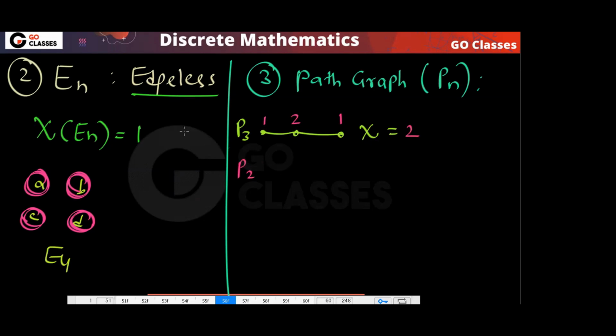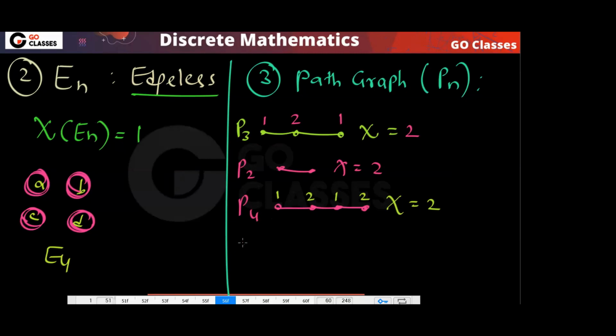If you have P2, then also the chromatic number will be 2. If you have P4, then also the chromatic number will be 2, because you can give color number 1 here. You cannot give color number 1 next, but again you can reuse color number 2. You can reuse. Very simple. So the chromatic number will be 2.